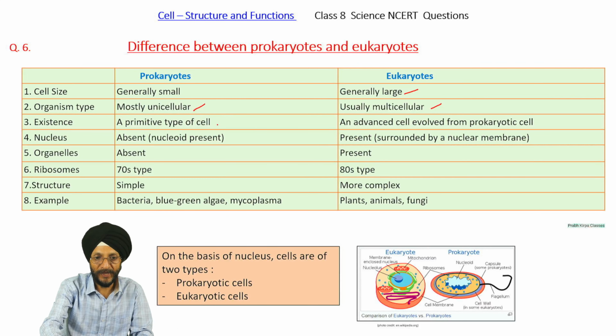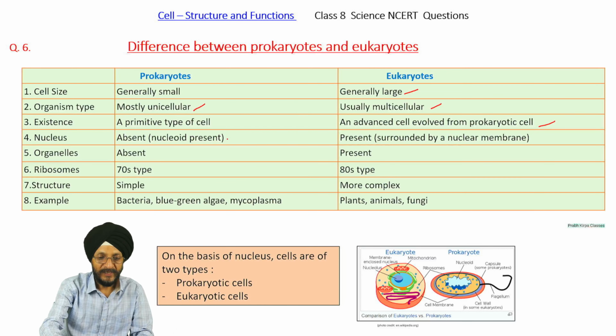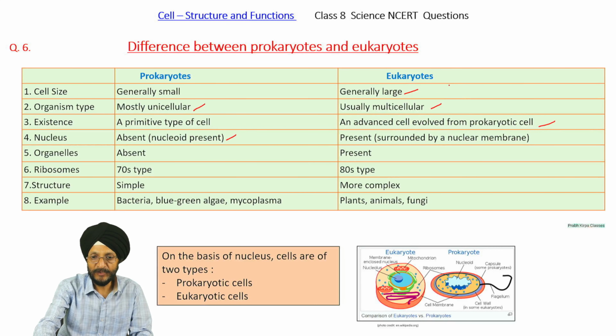In the case of prokaryotes, the cell type is a primitive type cell, whereas in case of eukaryotes, the cell is an advanced cell which has evolved from prokaryotic cell. In the case of prokaryotes, the nucleus is absent in the cell. In that place, nucleoid is present in prokaryotic cells. In the case of eukaryotic cells, nucleus is present which is surrounded by a nuclear membrane.